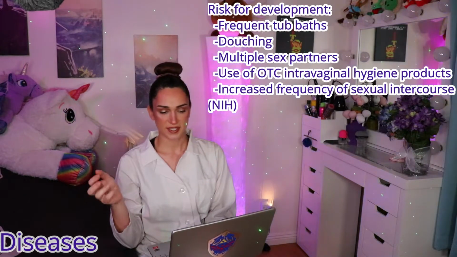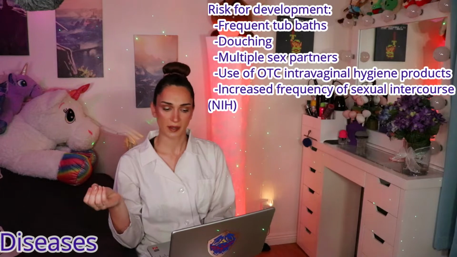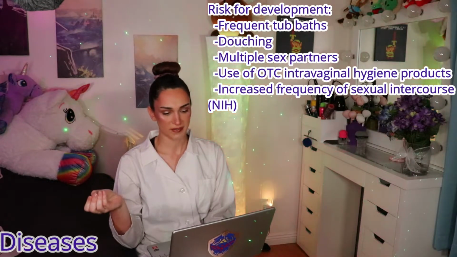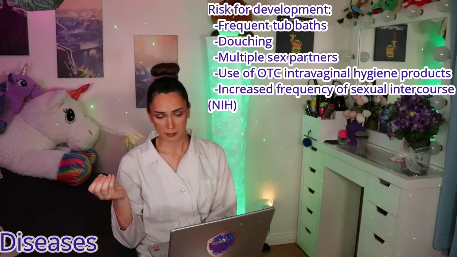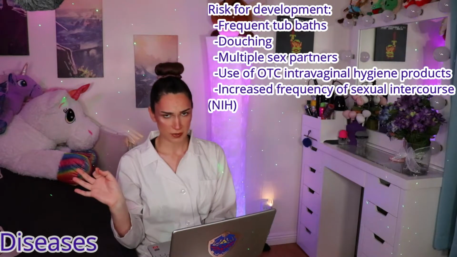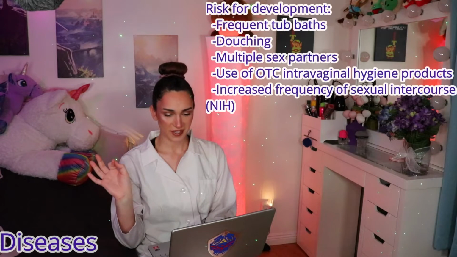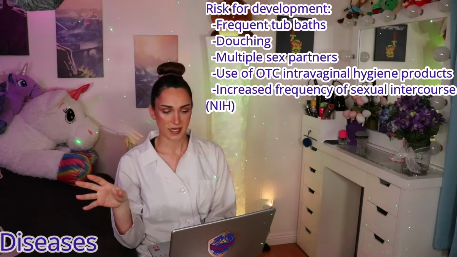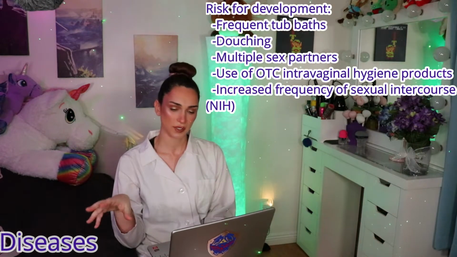Although Gardnerella is not considered to be contagious, the role of transmissibility is yet to be completely understood. It is thought to be spread among individuals through sexual intercourse. It may alter the natural balance of bacteria that does exist within the vagina, and this imbalance can lead to the development of BV. Factors that may play a role in the development of bacterial vaginosis include frequent tub baths, douching, multiple sex partners, use of over-the-counter intravaginal hygiene products, and increased frequency of sexual intercourse.